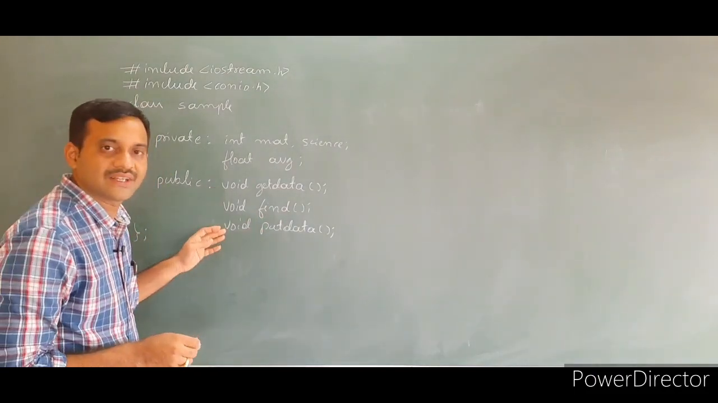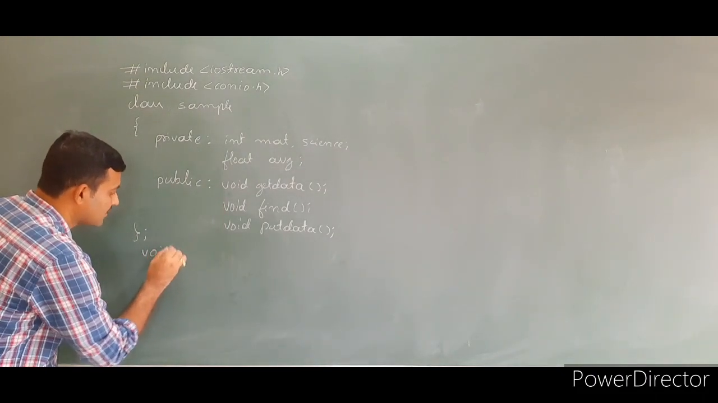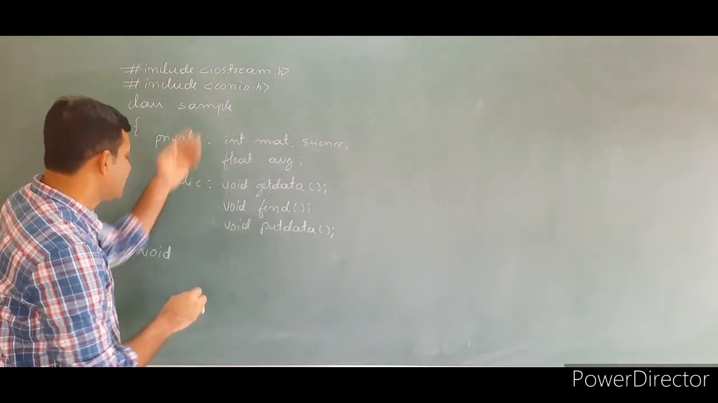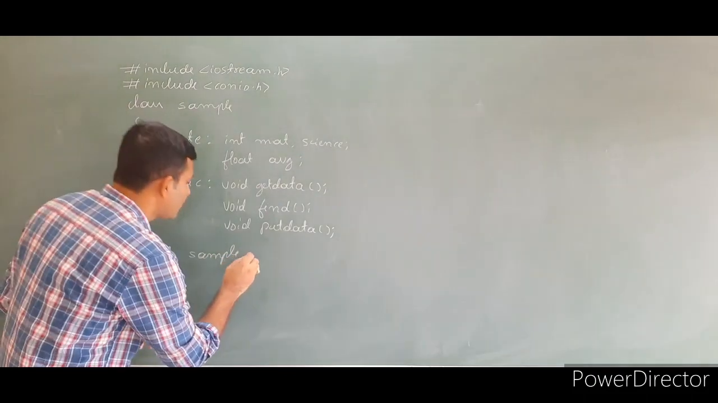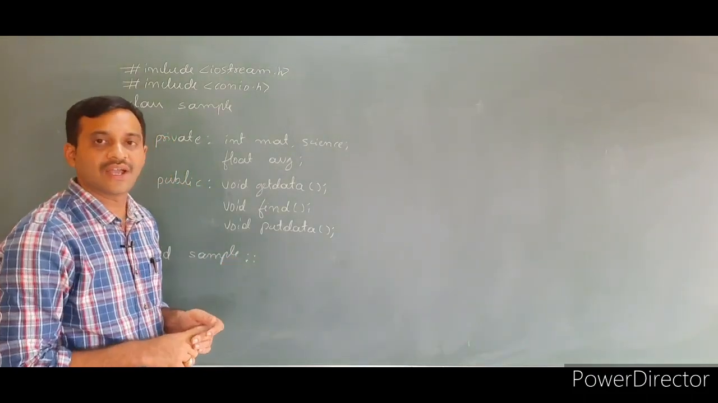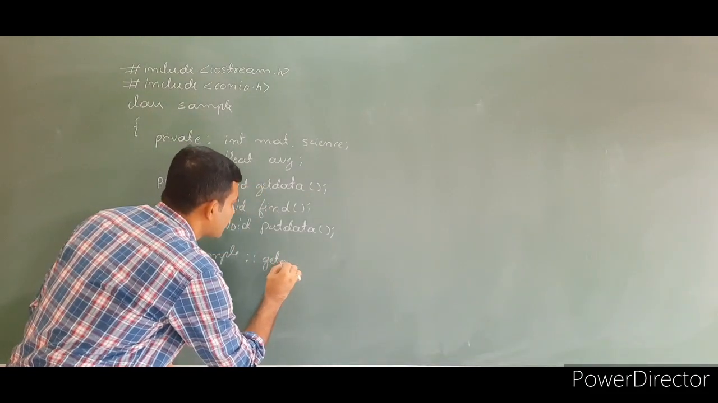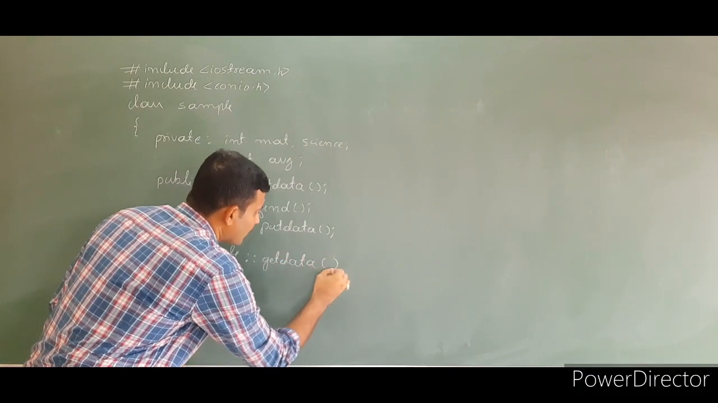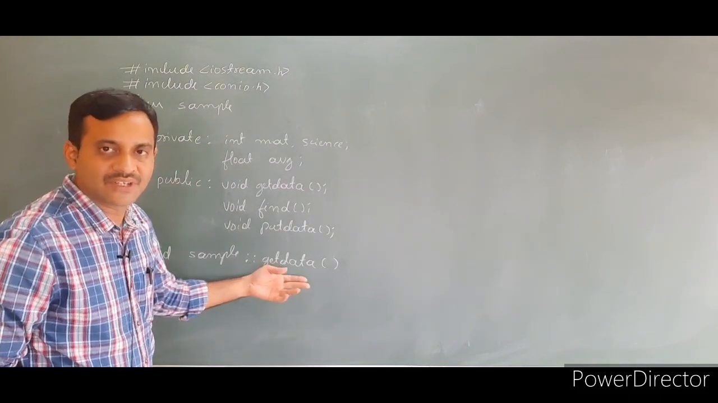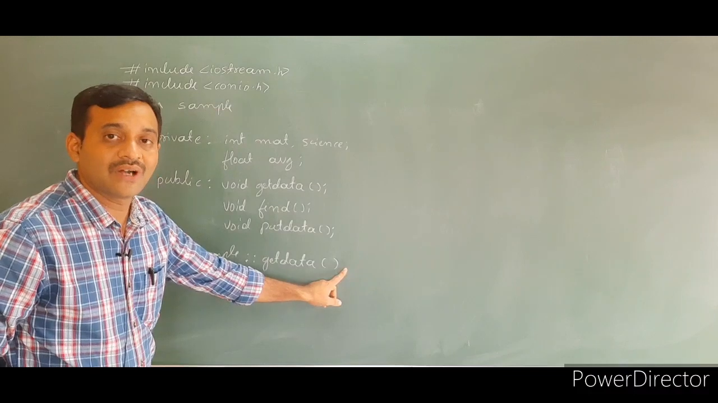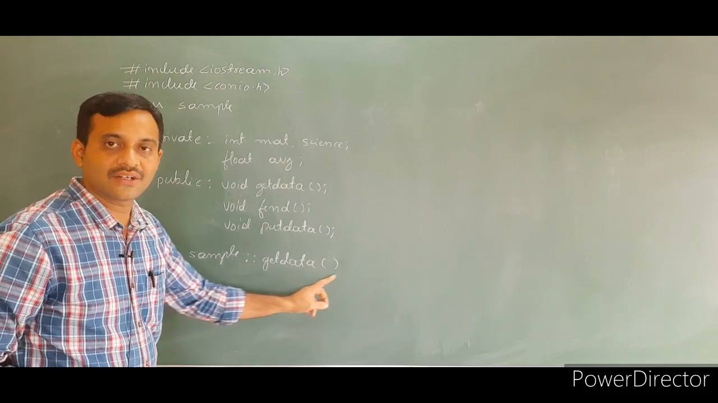To define the function outside the class definition, it begins with the return type specifier. Here the return type specifier is void, then the membership label, that is the class name, sample, then the scope resolution operator. It helps to access a member function outside the class. The name of the function is getdata. Then the argument, but there is no argument. This is the function header. While declaring, we terminate the function header, but in defining, the function headers are not terminated.